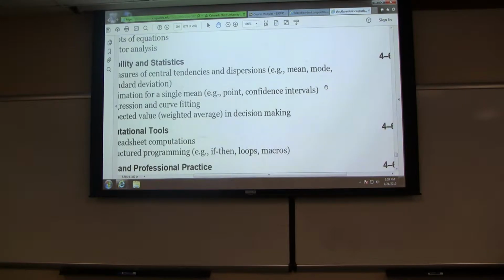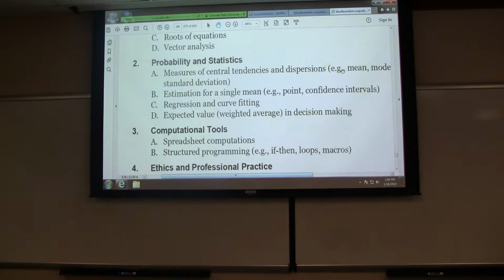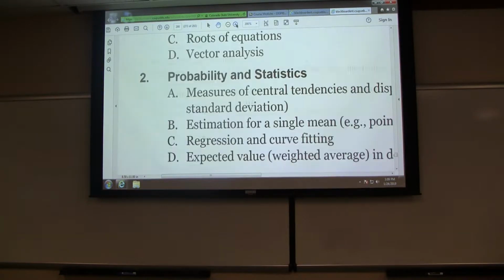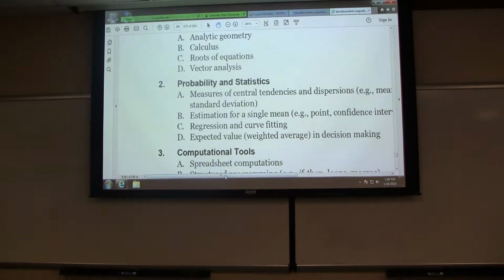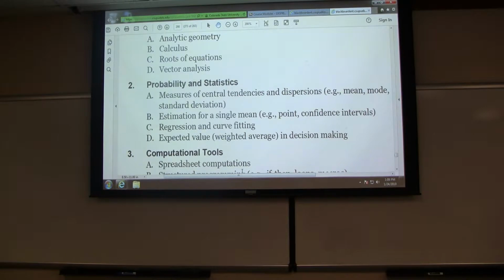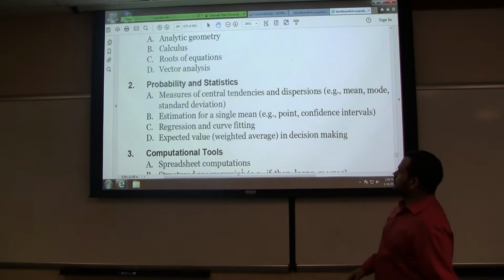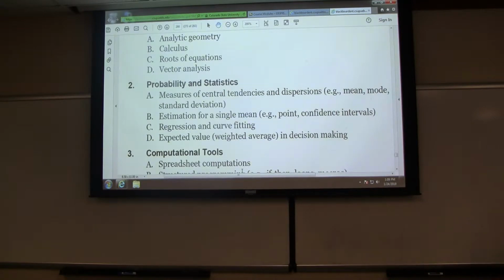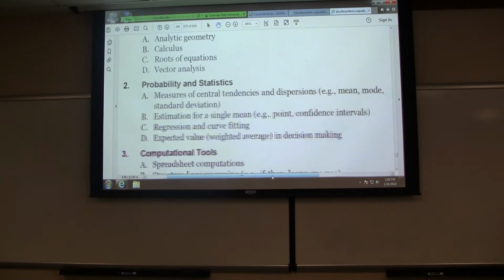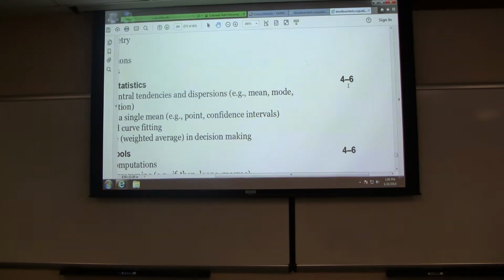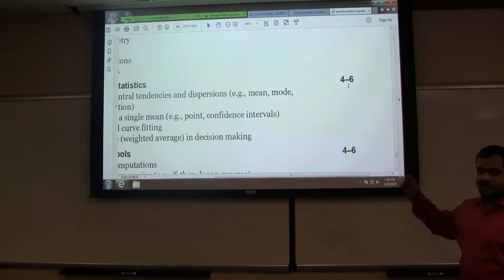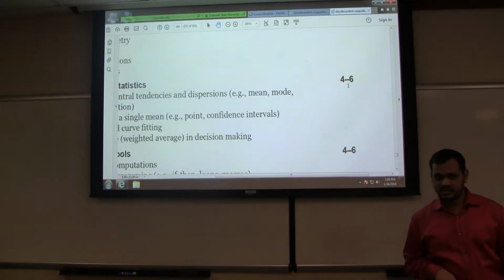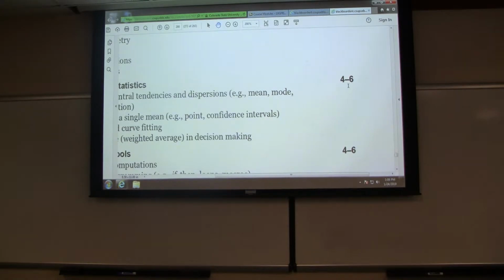If I zoom in, you can see better here. In the FE civil exam for probability and statistics, how many questions may appear in the exam? Let us see here, 4 to 6. So there might be 4 to 6 questions from statistics and probability.